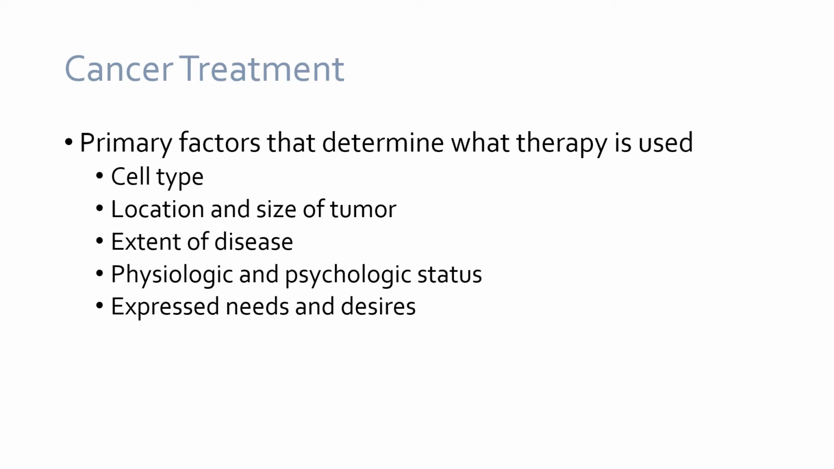Location and size of the tumor: sometimes radiation is done first to shrink the size of the tumor if they have to have it surgically removed, or just shrink it smaller, which will mean a lesser dose of the chemotherapy drugs. Extent of disease is what we talk about when we say staging, and the patient's personal status and expressing their needs.